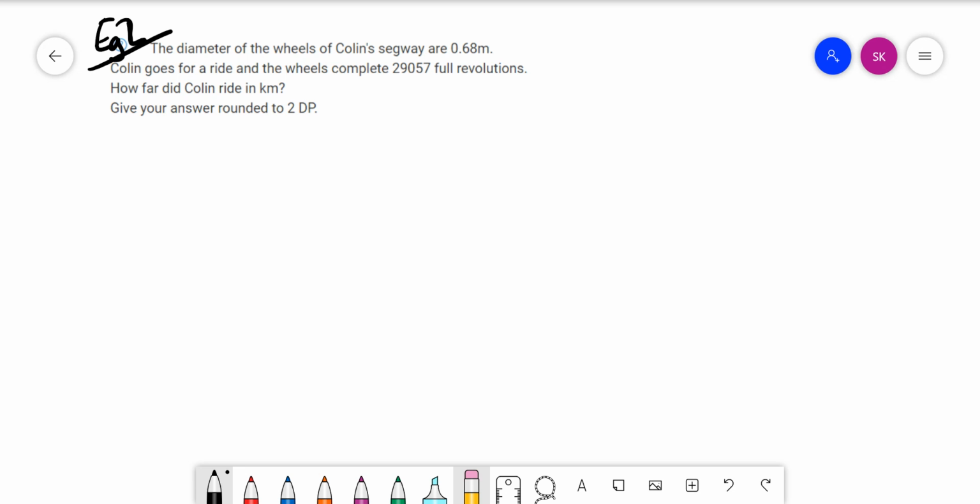So the diameter of the wheels of Colin's Segway, just to be clear, a Segway is like one of these things where people stand and they hold on to, they stand there and, I don't know, you just Google it, it doesn't matter.